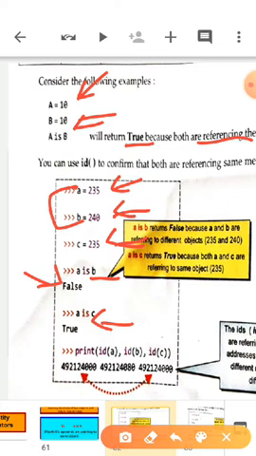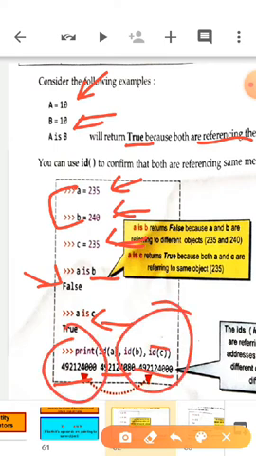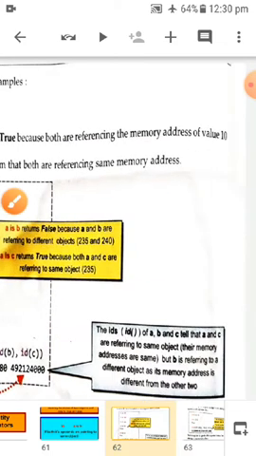See, if we check the memory location of all three variables, let's see, id of a you get this, id of b you get this, id of c you get this. So this a and this c both have the same memory address. So we can use identity operators like this. Getting my point?